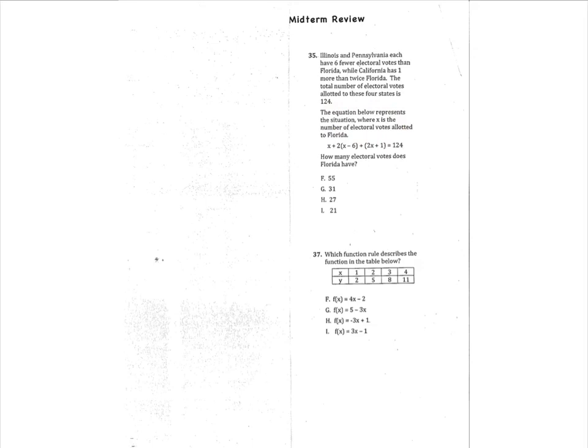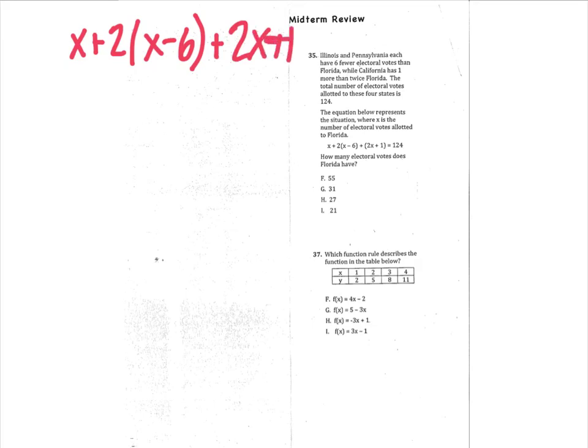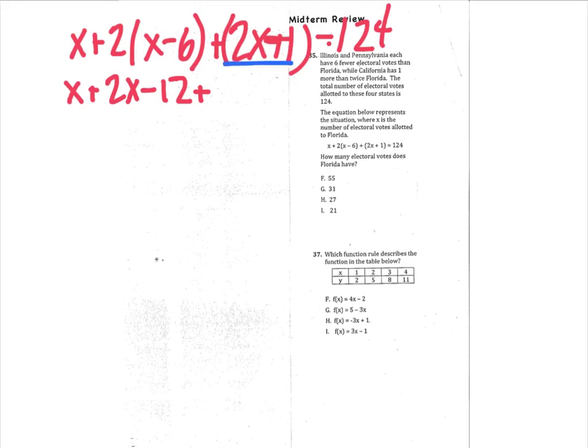Okay, I'm going to start solving this, and I get x plus 2 times x minus 6 plus 2x plus 1 equals 124 on the right. So when I distribute, I get x plus 2x, 2 times negative 6 is negative 12, plus, and then on this section here there's nothing to distribute because there's only a positive 1 out front, so you can just remove the parentheses, no problem. And that's equal to 124.